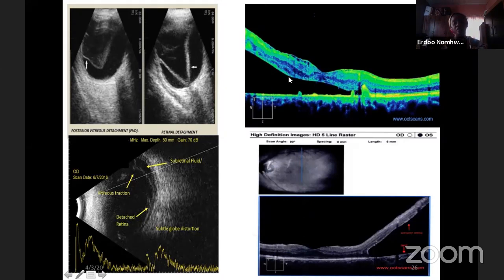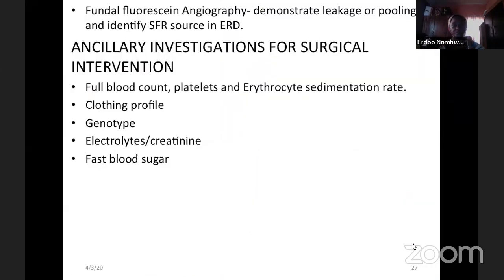And this is the OCT here that would actually show this subretinal fluid accumulating between the RPE and the neurosensory retina. And we can see here that it's macula involving. So the macula has been detached. This is still another picture showing the same, another OCT showing a retinal detachment.